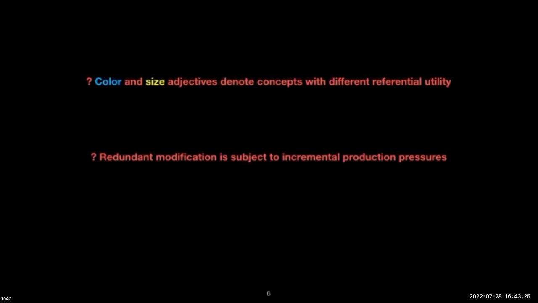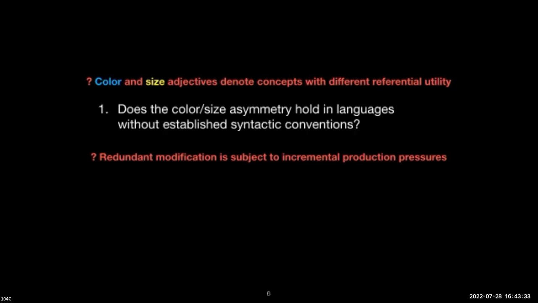So both of these claims, which by no means are mutually exclusive, invite further empirical investigation. So if color is a concept with higher referential utility than size, perhaps because size invokes a contextual comparison class, whereas color ostensibly does not, then we should expect the color size asymmetry to hold cross-linguistically, including in emerging languages where determiner phrase structure has not fully conventionalized.